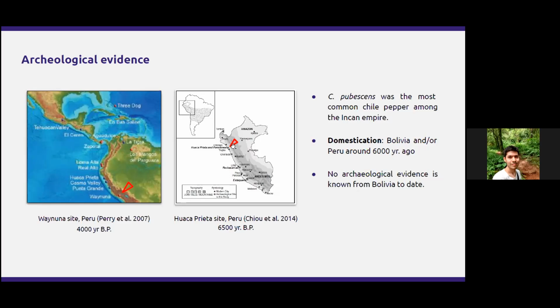However, given that the greatest variability of pubescens is found in Bolivian territory, it is proposed that the domestication of Capsicum pubescens took place in some region comprising southern Peru and northern Bolivia. So the domestication could have taken place in Bolivia and/or Peru around 6,000 years ago. But to date, no archaeological evidence of the species is known or reported from Bolivia.